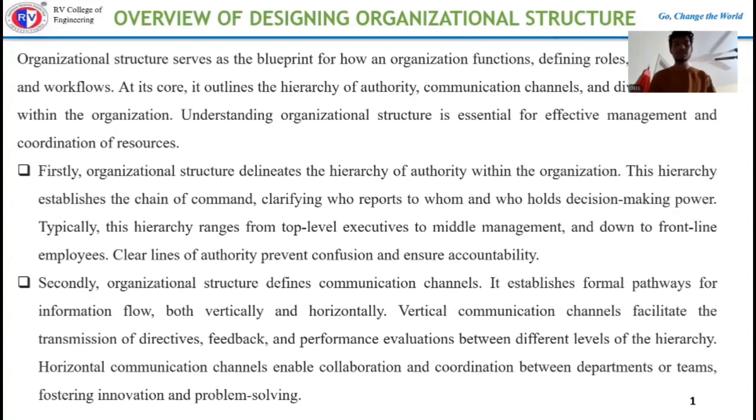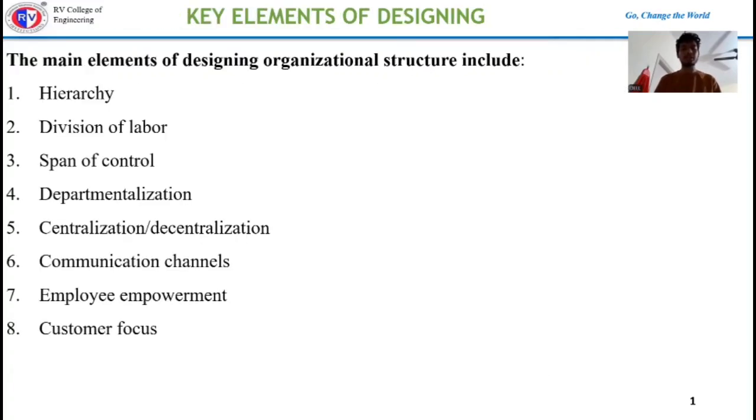And then promoting efficiency: optimizing resource allocation and minimizing duplication of efforts, so that different teams do not perform the same work. We should not let that happen. That declines the efficiency. Therefore, organization structure plays a key role. And then supporting growth and adaptation, providing a framework that can adapt to changes in organization size, goals, and external environment.